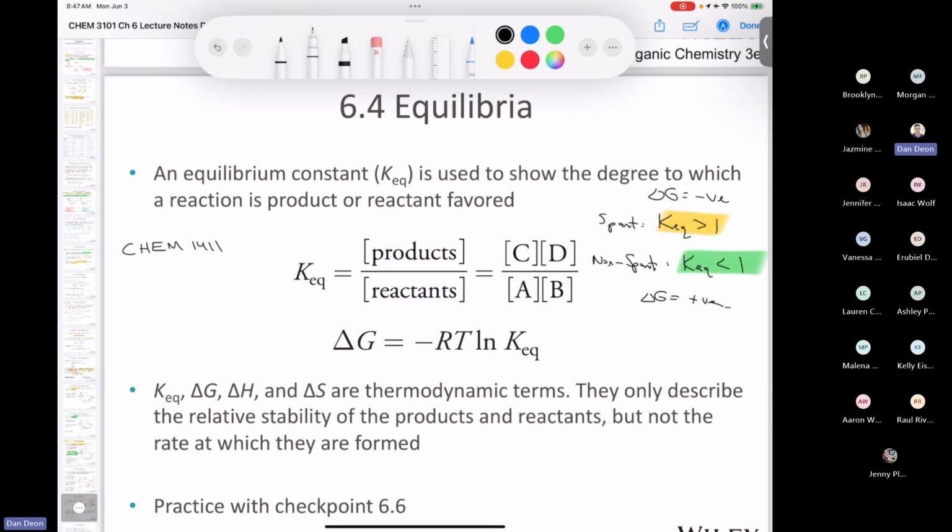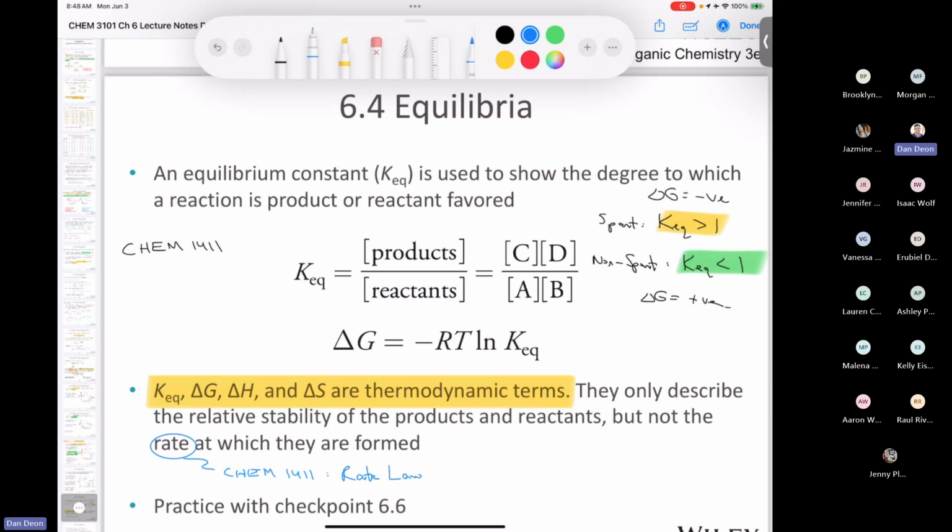So we see here that K equilibrium, delta G, delta H, delta S, these are all what? These are all thermodynamic terms. They only describe the relative stability of products and reactants, but they don't cover the rate, okay, they don't cover the rate at which they're formed. And this is another subject that you would have covered in chemistry 1411 when you covered rate laws. Okay, so if you remember, rate is equal to little k multiplied by the concentration of your reactants to some exponent, right?